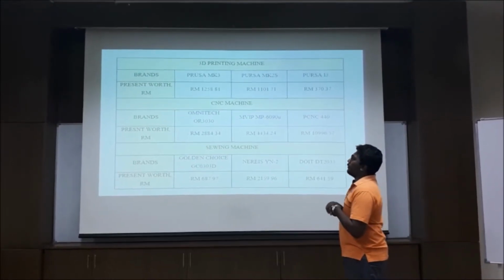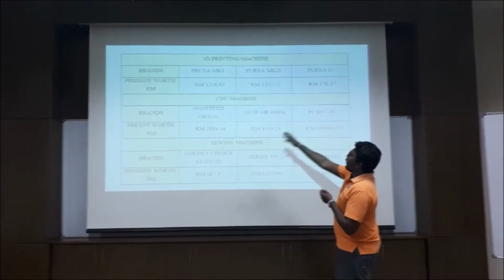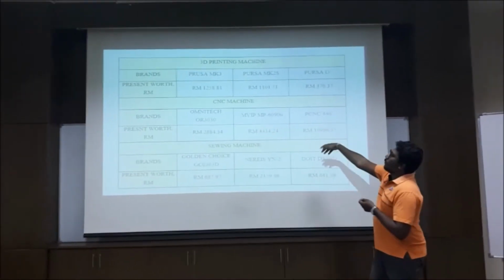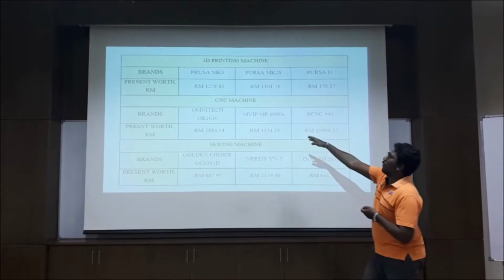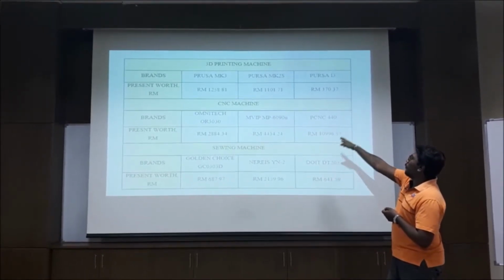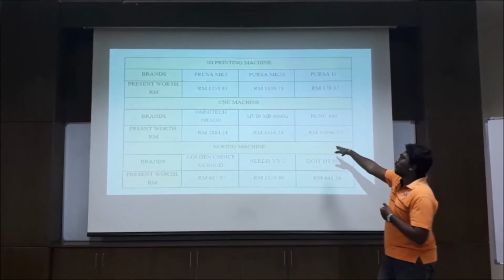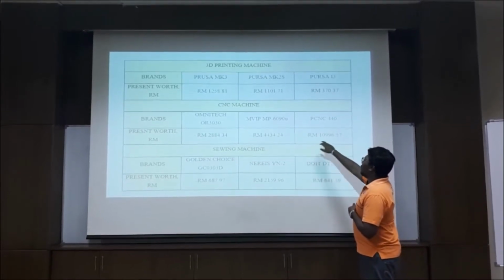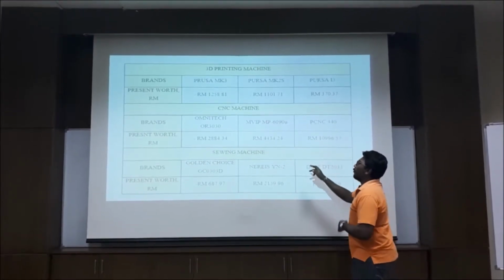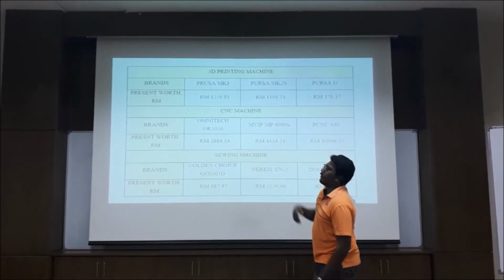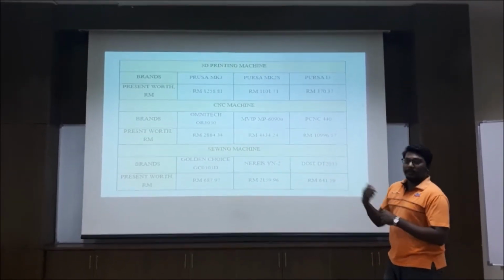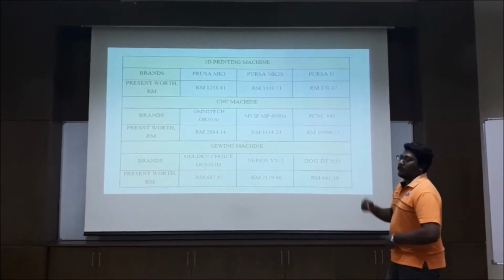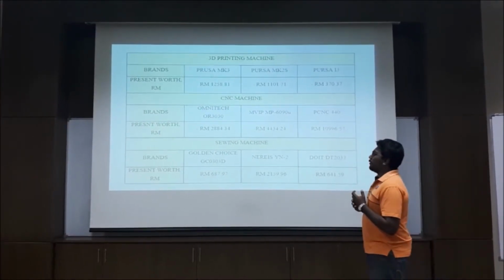The next is the CNC machine. You can see Omnitech, MVP and PCNC. Omnitech is 288, whereas MVP is 4434 and PCNC is 10,000. PCNC is very expensive for us. So what we do, we take Omnitech because we need a simple CNC machine, not such an advanced type of CNC. Maybe in the future we can figure out whether to get the PCNC or not.